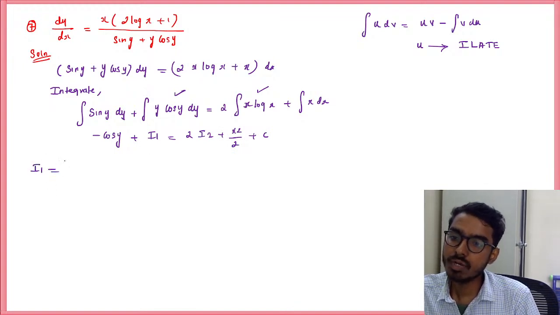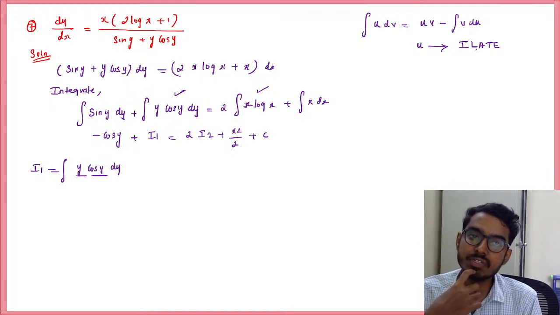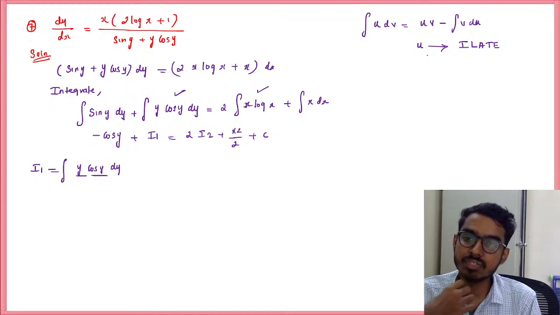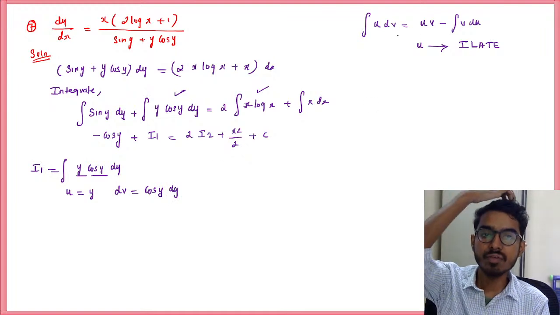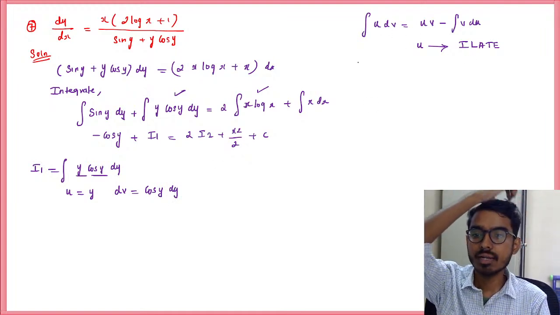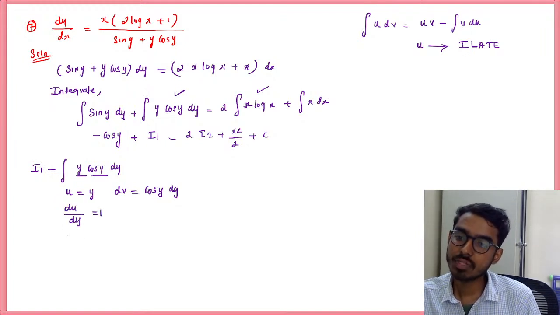So I1 is integration of y into cos y dy. Here we have an algebraic function and a trigonometric function. Which comes first? Algebraic comes first. That means you need to choose u as y and dv as cos y dy, right? Integration of u dv. So you choose u in this order. So what about du? You differentiate with respect to y. So du by dy is 1. That means du is equal to dy.